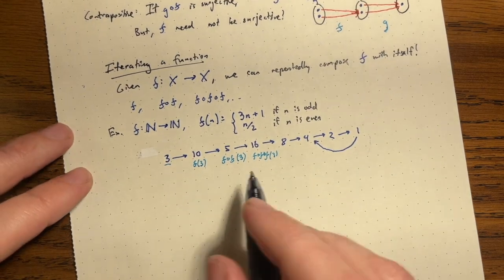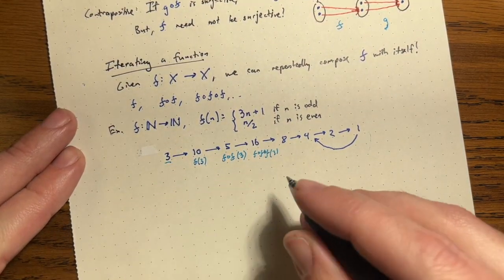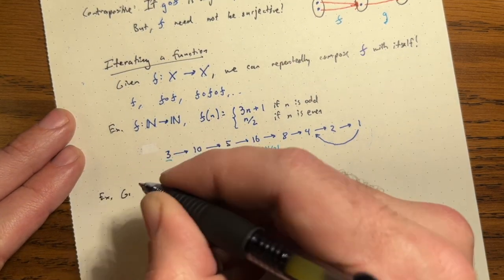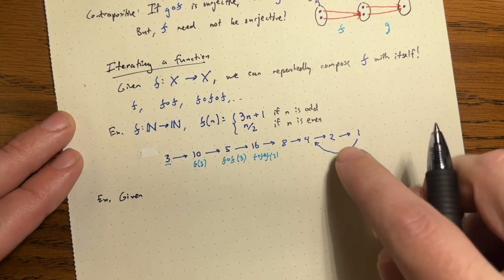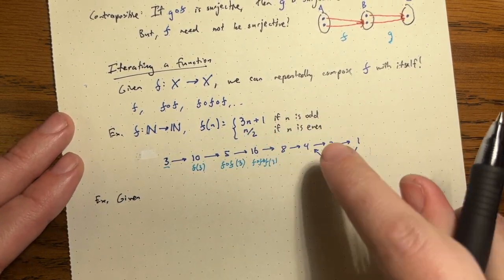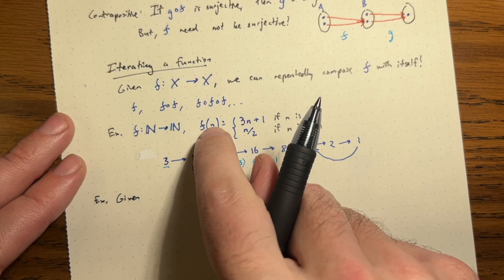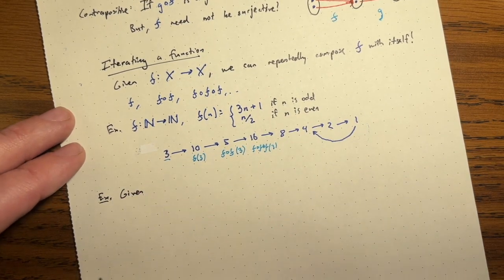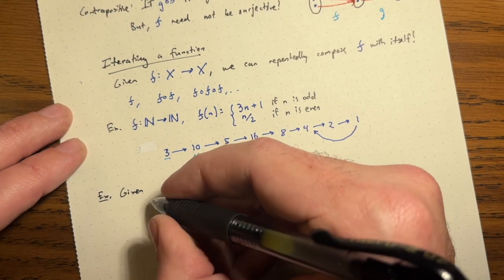I'd like to give you one more example of this. This is another one of my favorite examples. So here's another example. This is an unsolved problem as of the time of this video, by the way. The conjecture is that for any starting number you end up in this loop, but that has not been proven yet. Here's another interesting function.